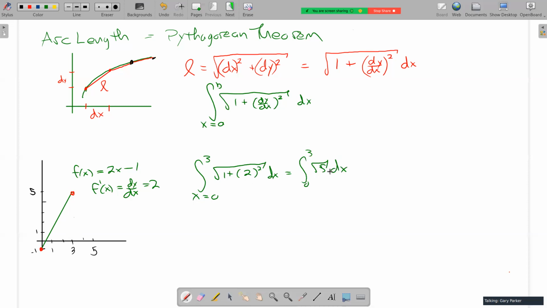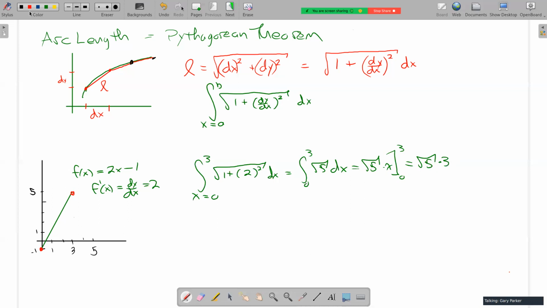Now, square root of 5 is just a constant, so our antiderivative is just the square root of 5 times x, and I'm integrating that from 0 to 3. 3 minus 0 is 3. That's a constant, so we just have the square root of 5 times 3, or 3 times the square root of 5, whichever you prefer.